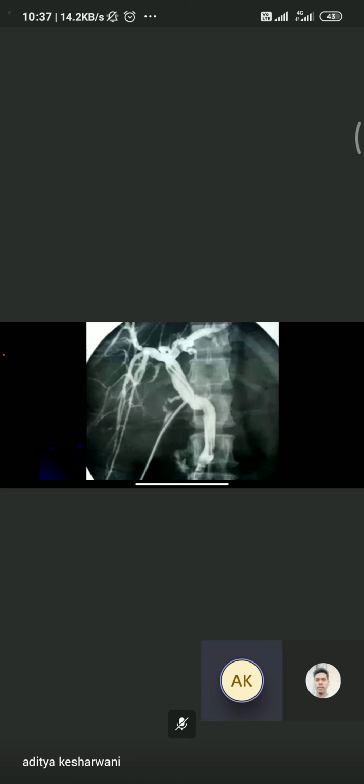Yes, this is a post CBD exploration X-ray in which the tube is there. This one is a T-tube in the CBD, common bile duct. So through that T-tube, the contrast agent, usually urografin, is injected, which is filling the whole of the hepatic ducts, bile duct and the hepatic radicals. So this is post-operative. It is done to look for residual stone in the CBD.